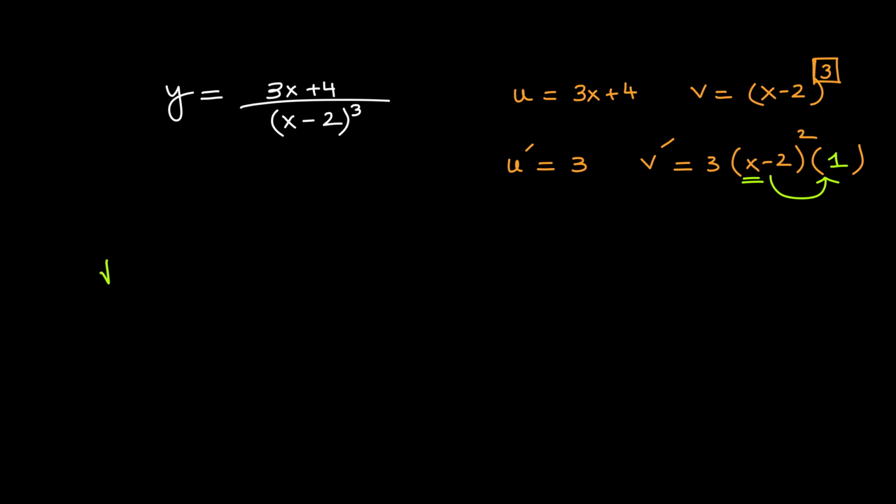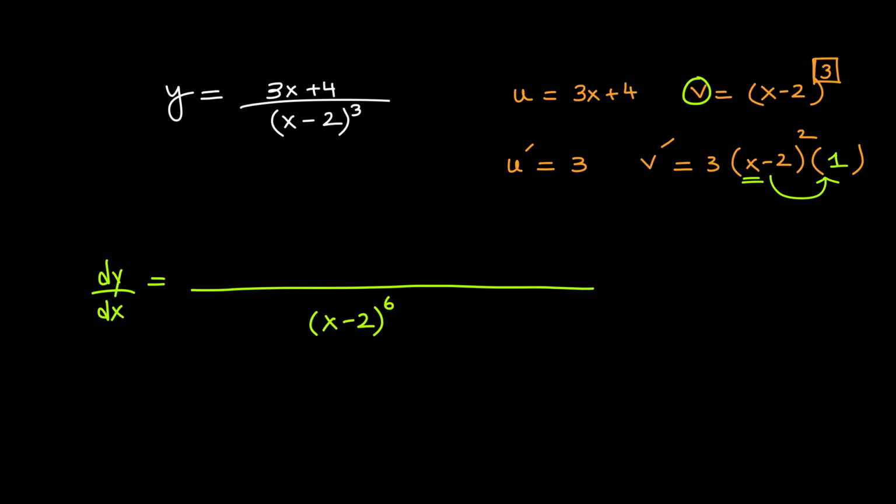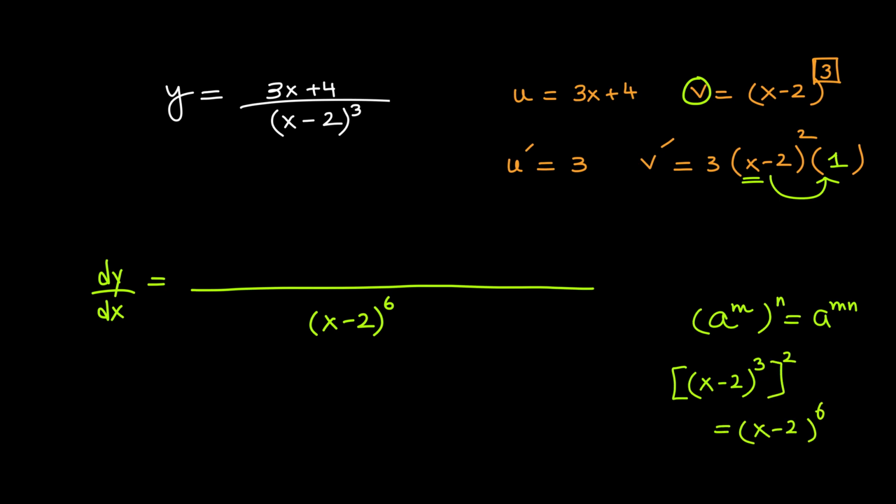Now let's write down dy by dx. This is equal to, there is a big denominator. The denominator is v squared. So this is x minus 2 raised to the power of 6. A to the power of m, raised to the power of n, that is a to the power of mn, the powers multiply. x minus 2 cubed after squaring becomes x minus 2 raised to the power of 6. That is what is written over here.